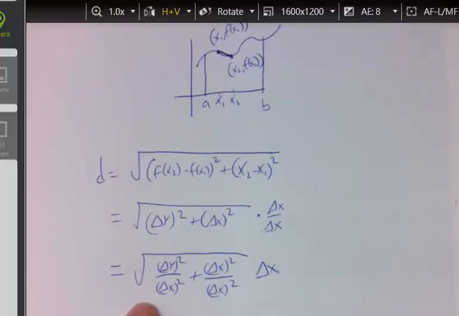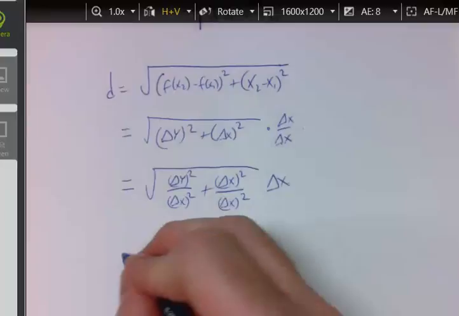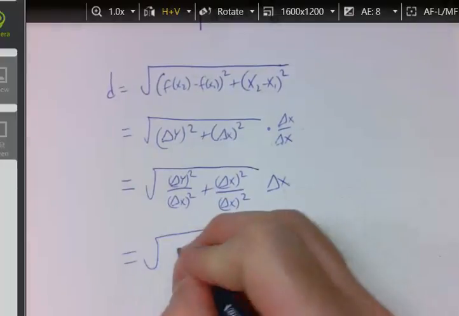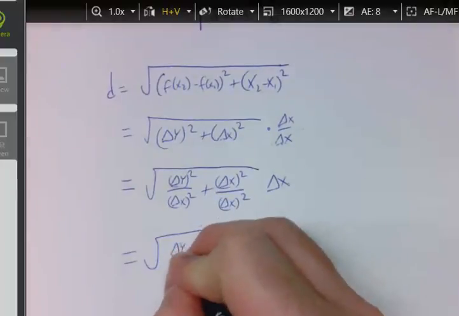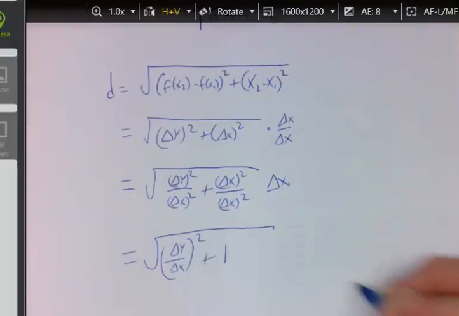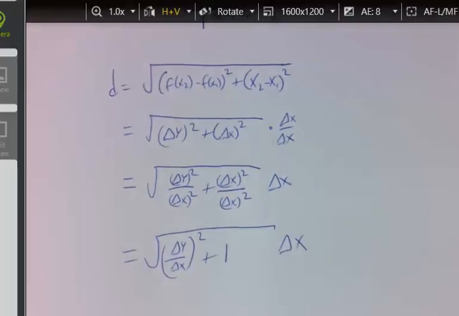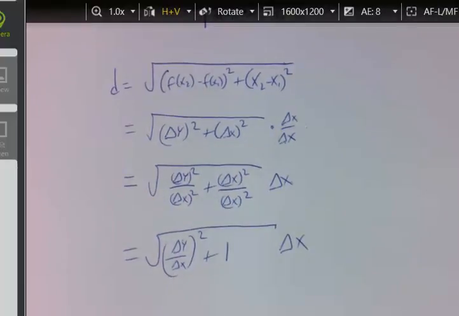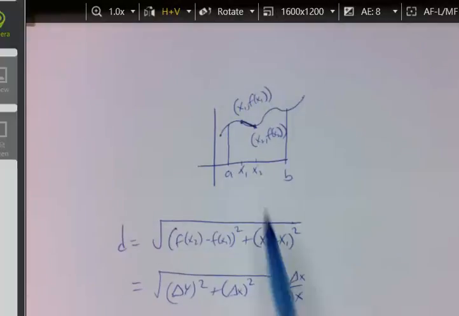And this is where we want to start simplifying. So we simplify. This becomes delta y over delta x quantity squared plus 1. And then I still have this delta x outside. Now this should look pretty good. We have delta y over delta x. What's delta y over delta x? It's just slope, right? But I want delta x to be really, really small, right? In my picture, I really want these two values to be as close as possible.